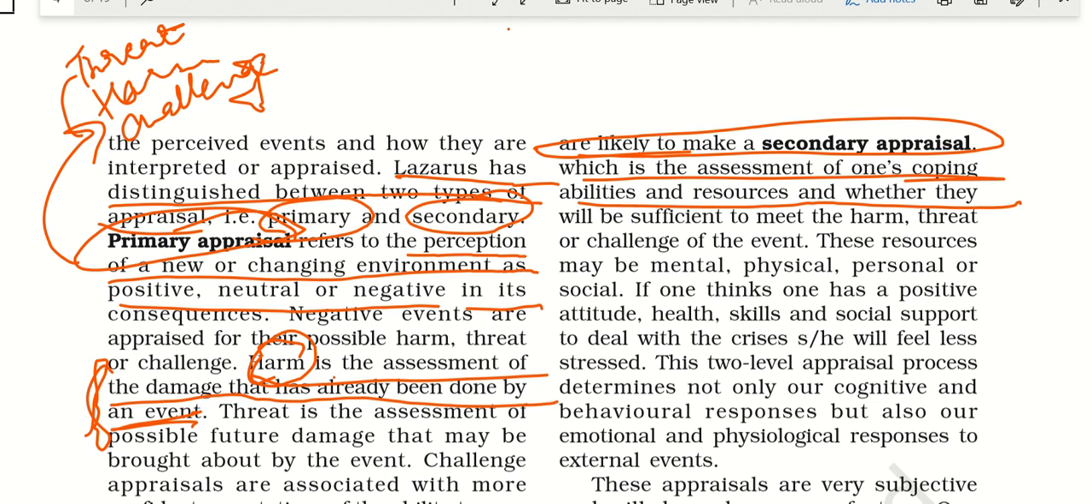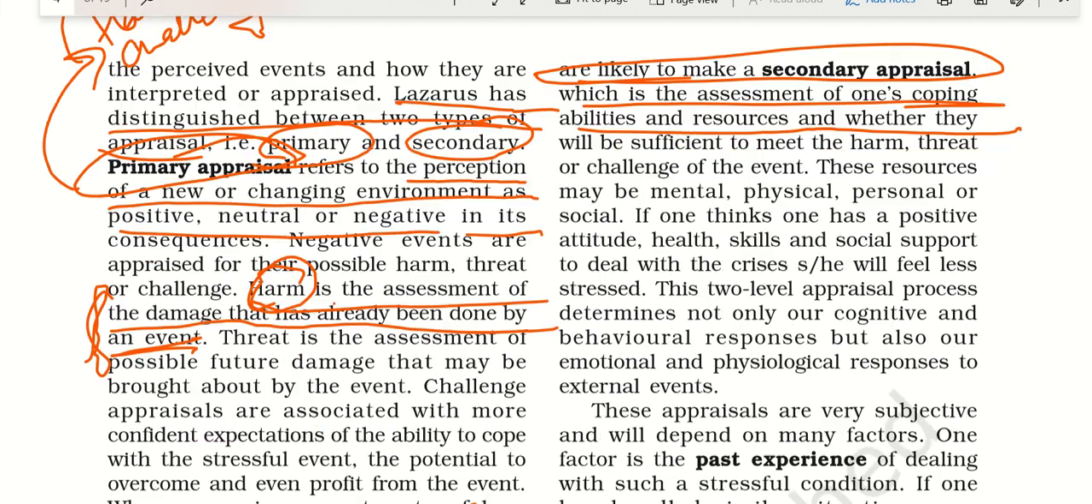Now, what is past experience? These appraisals are very subjective and dependent on many factors, one of which is past experience. That is, if one has handled a similar stressful situation long back, then you know how to handle that situation. So we will discuss these things.